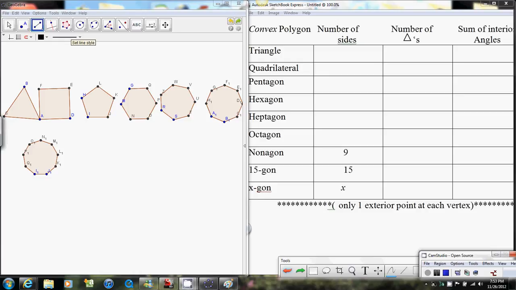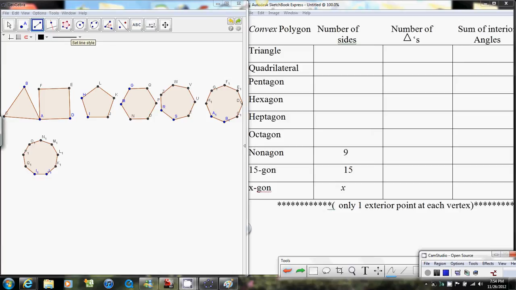So now I'm going to explain, or show you, why the interior angle sum of a polygon of n sides is 180 times n minus 2 degrees. So let's consider these polygons here on the left. I have a triangle, a quadrilateral, a pentagon, hexagon, and so on.